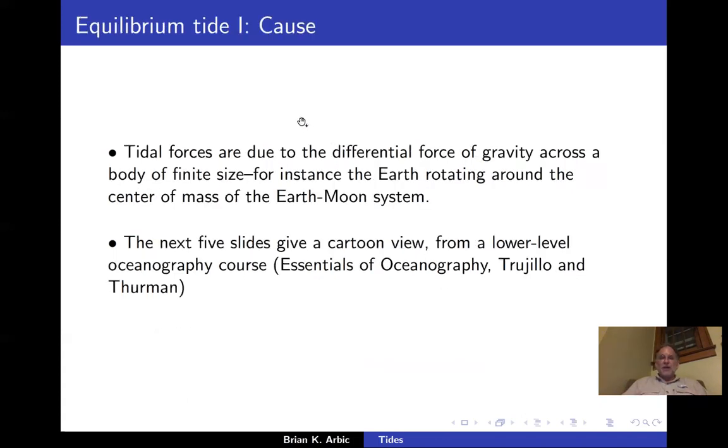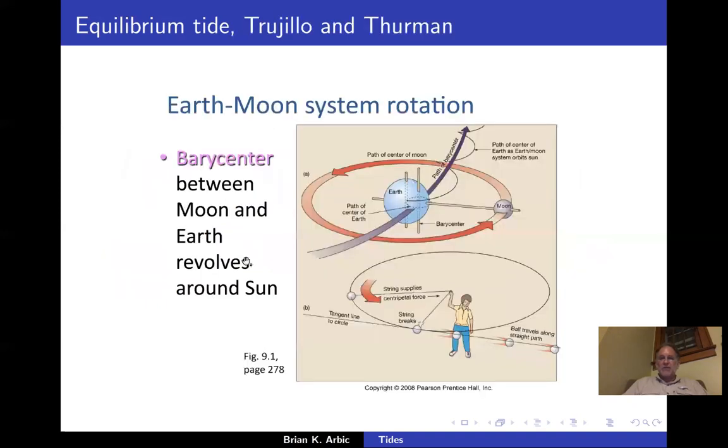So what about the equilibrium tide? Tidal forces are due to the differential force of gravity across a body of finite size, for instance, the Earth rotating around the center of mass of the Earth-Moon system. The next five slides give a cartoon view from a lower level oceanography course. The textbook is Essentials of Oceanography by Trujillo and Thurman, so a few plots from their book.